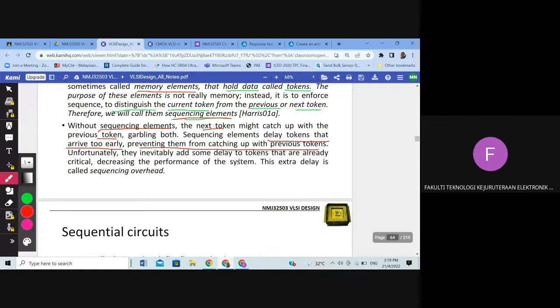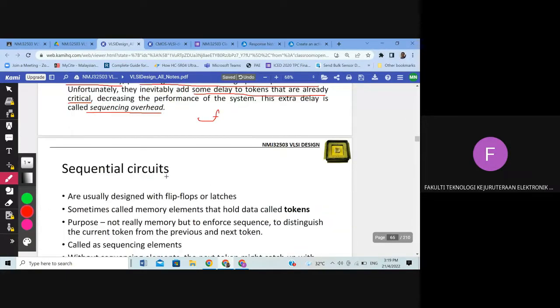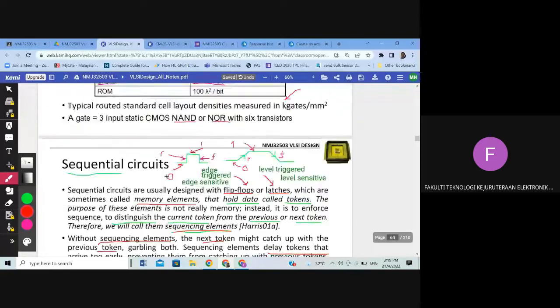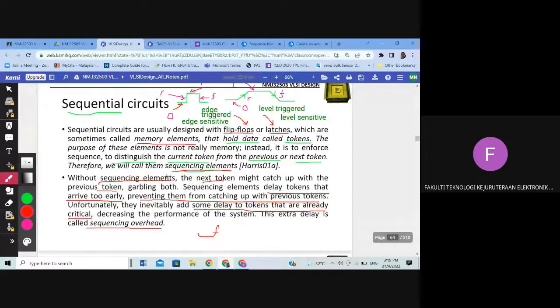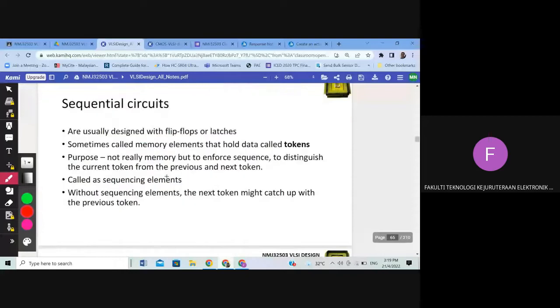However, this gives delay to a token that is already critical, and then decreases the performance of the system. Normally the performance is measured in terms of frequency, F. So this extra delay we call sequencing overhead. That's the definition of sequential circuits and also the parameters involved. This we already discussed.